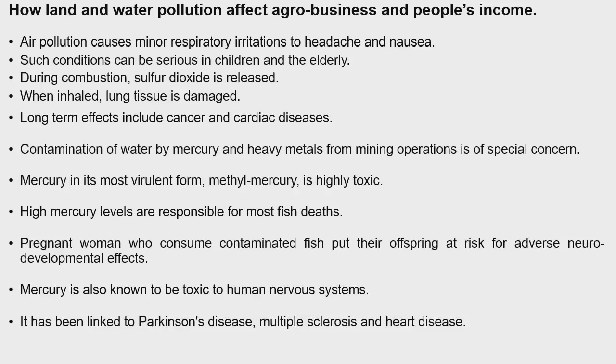Let us also look at a crucial aspect in this module: how land and water pollution affect agro-business and people's incomes. We have water pollution and land pollution, and such pollution has a negative impact on agro-business and people's income. For example, air pollution causes minor respiratory irritation, headache and nausea. Such conditions can be serious in children and elderly people. During combustion, sulfur dioxide is also released, and when inhaled, the lung tissue is damaged.